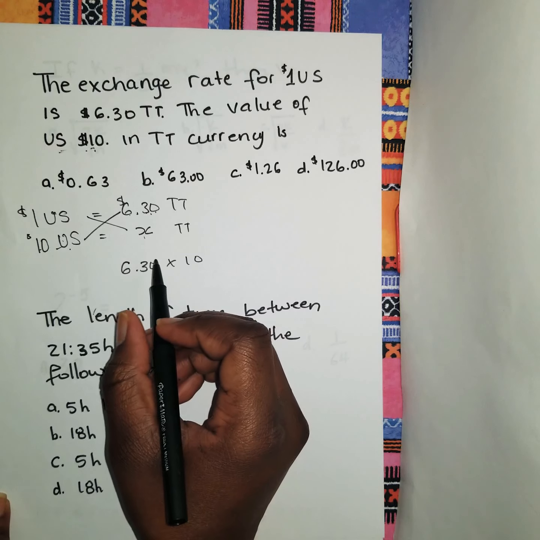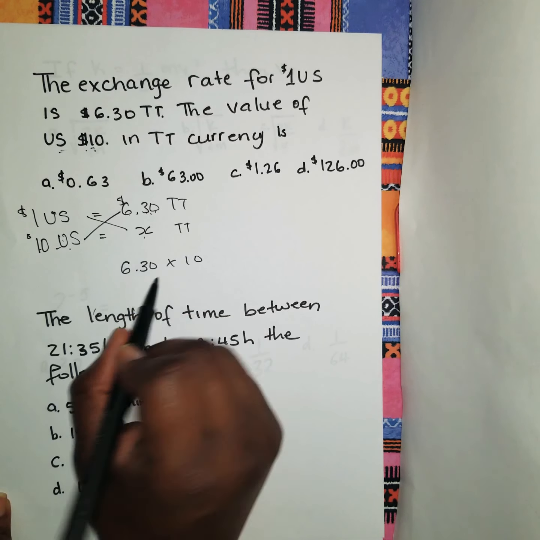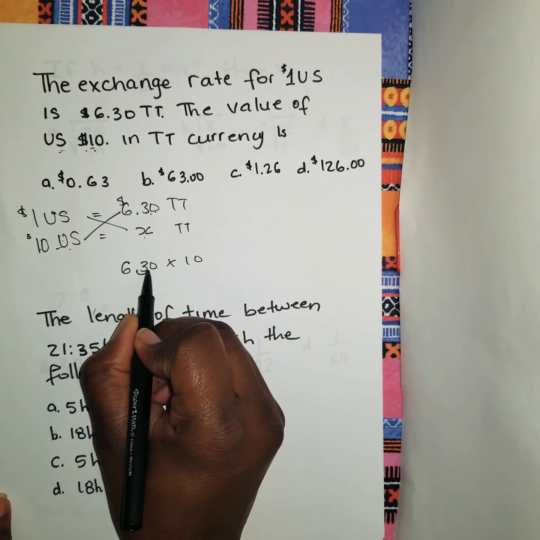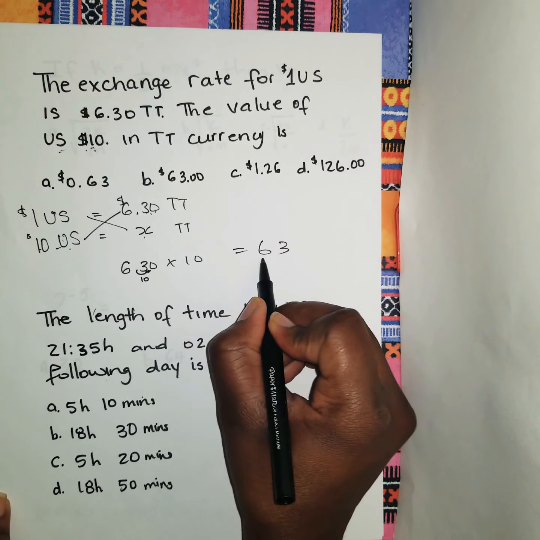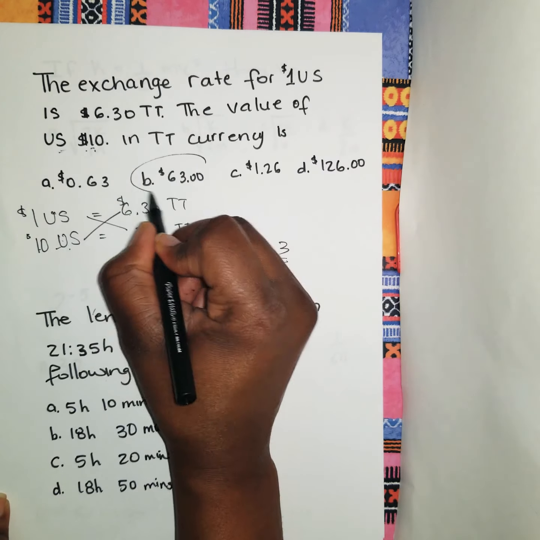We know we're going to be moving one digit to the right. So you're going to be moving one digit because one movement is a movement of 10. So the solution is $63.